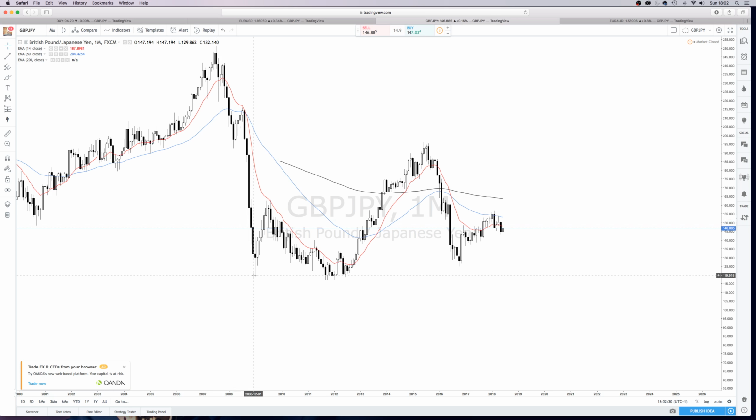Just as overall views, obviously a big push down. Obviously Brexit had a big impact. I think that was around here, June 2016, yeah. Brexit really made it drop off the face of the earth. So we've had an impulse leg down. We have put in a higher low compared to these lows around the 119,400 level.